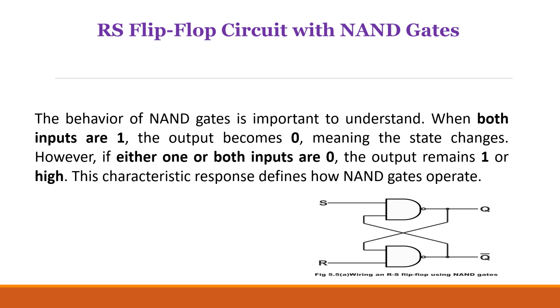RS flip-flop circuit with NAND gates. The behavior of NAND gates is important to understand. When both inputs are 1, the output becomes 0, meaning the state changes. However, if either one or both inputs are 0, the output remains 1 or high. This characteristic response defines how NAND gates operate.